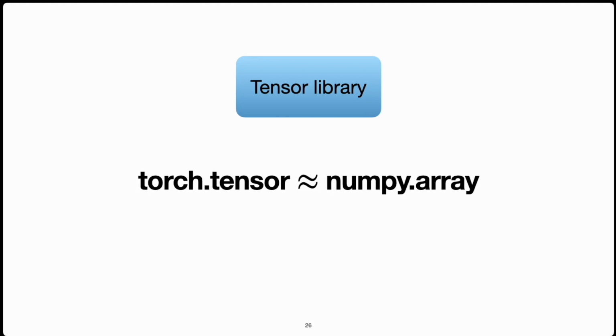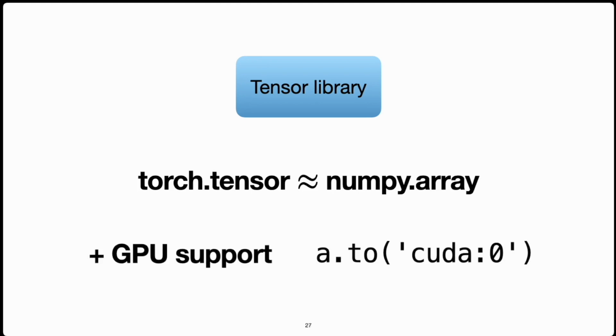But you may wonder, okay, if we already have numpy.array, why do we care about reinventing the wheel and using something like torch.tensor? The reason is that torch.tensor adds GPU support. So what is very easy is if you have a tensor, you can just move it to a GPU. Here I'm showing you one way to do that.